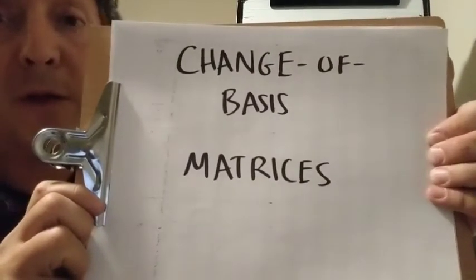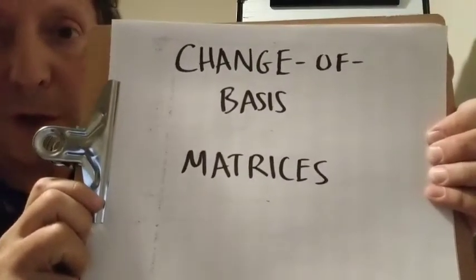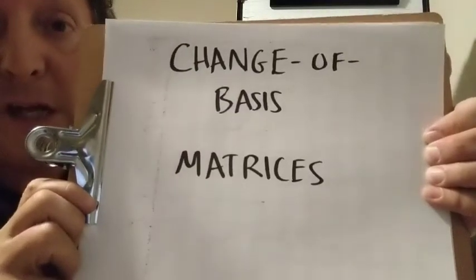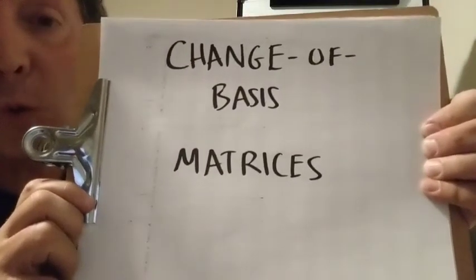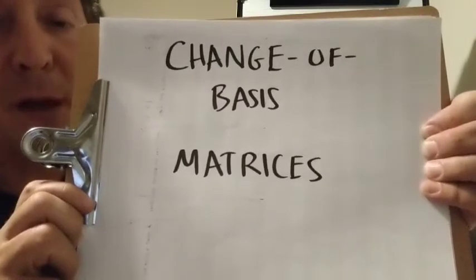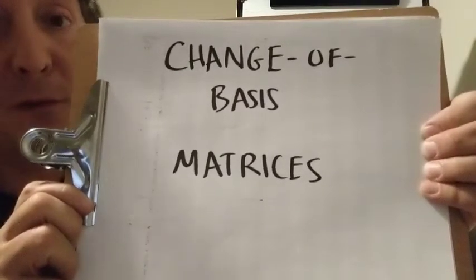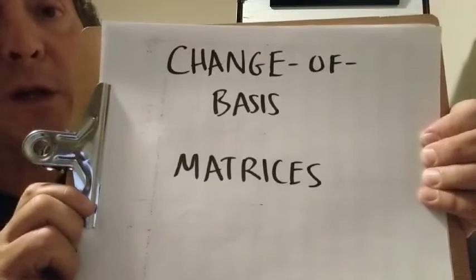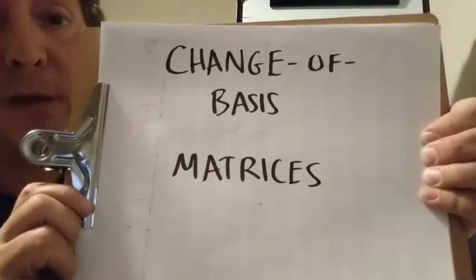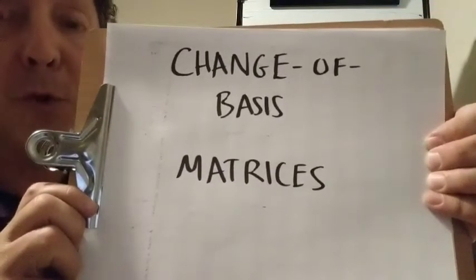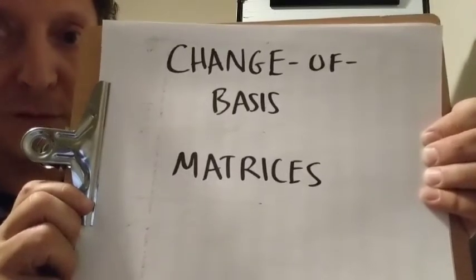If we know the coordinate vector of an element of a vector space with respect to one basis, and we want to find the coordinate vector of that same element with respect to a different basis, then we can move from one coordinate vector to the other by multiplying by an appropriate matrix.